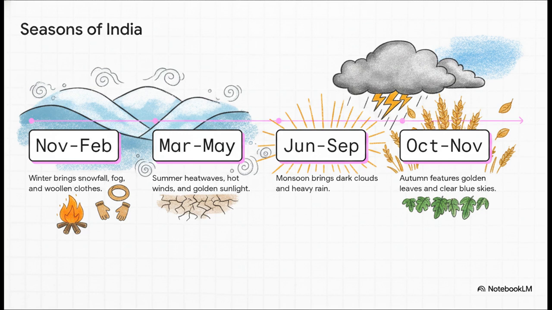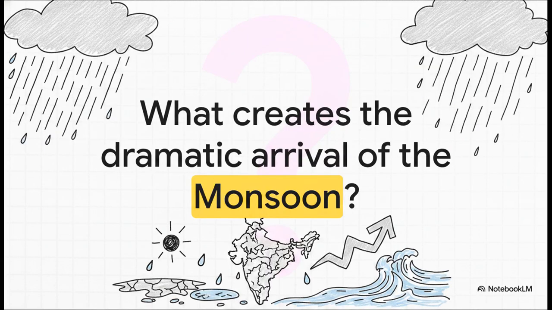The golden sunlight gets harsh, rivers dry up, and these hot, dusty winds, known as the Lu, sweep across the northern plains. But then, just when the heat feels almost unbearable, June to September brings the great monsoon. Dark clouds gather, lightning strikes, and the parched earth is instantly transformed into lush green forests. Finally, October-November bring autumn, characterized by clear blue skies, a golden harvest, and a really peaceful transition back toward the cold. But here's the big question. We just saw that massive shift in June, but what actually creates the dramatic, life-changing arrival of the monsoon?